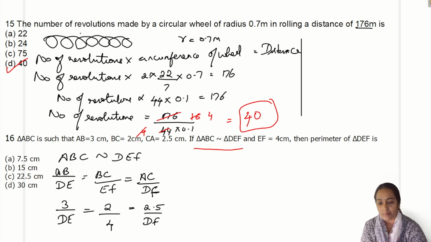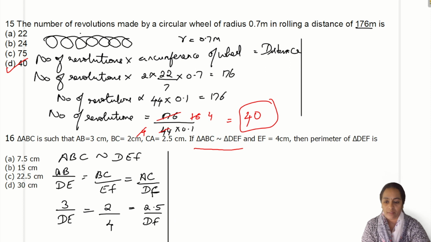To find the perimeter, we definitely need DE. Perimeter is adding up all the sides, so we need DE, EF and DF. Adding all of them will give you the perimeter. But right now, we don't know DF or DE, so we're going to find them. How are we going to find it? We have here, children, 3 by DE equals 2 by 4. 2 by 4 is 1 by 2.